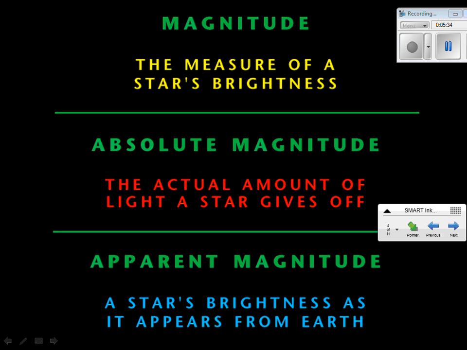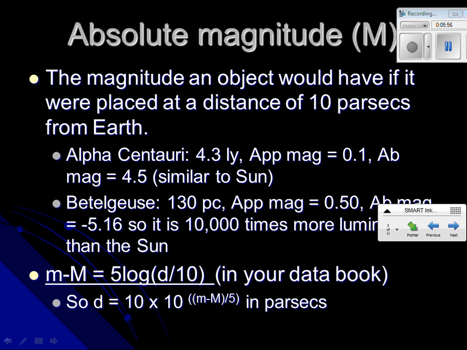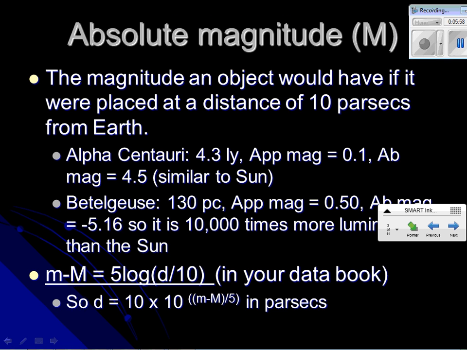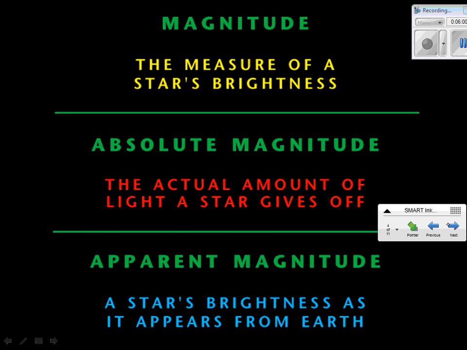Just like temperature. Remember when we were dealing with temperature earlier in the year, and we said that temperature is a measure of the average kinetic energy of the molecules? So 76 degrees doesn't mean how much energy those molecules have. It's just a measurement of that energy. Same thing with magnitude. It's a measurement of the brightness when we talk about apparent magnitude, and it's a measurement of the luminosity when we talk about absolute magnitude.